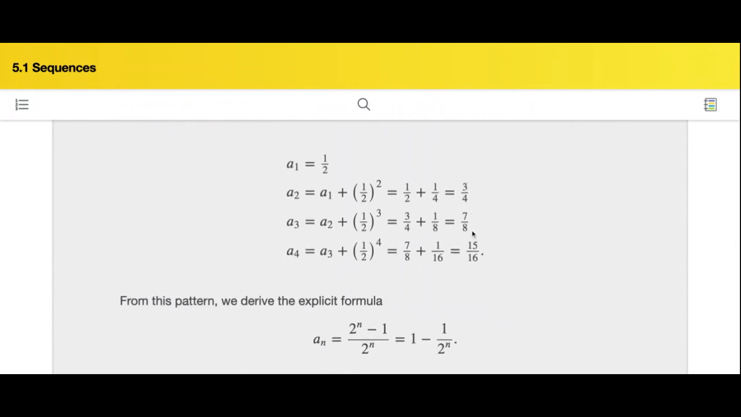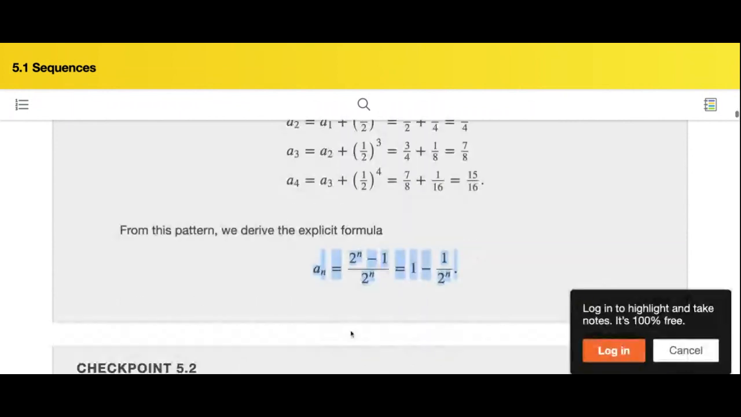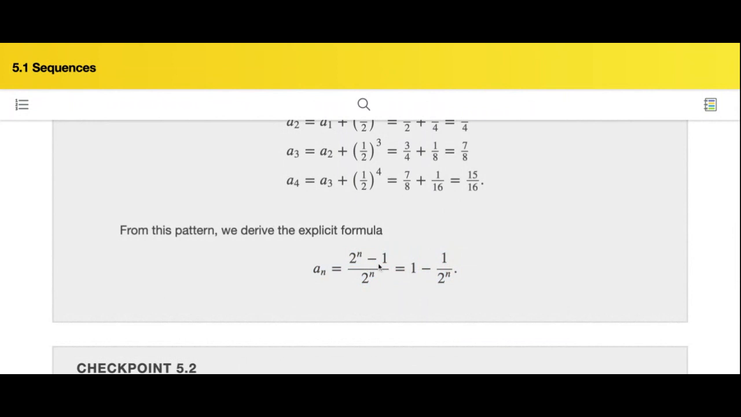The numerator is 3, 7, 15. We observe 3 is 4 minus 1. 4 is a perfect square, 2 squared minus 1. 7 is 8 minus 1. 8 is 2 cubed minus 1. 15 is 16 minus 1. 16 is 2 to the 4th minus 1. So that's the pattern for the numerator, right? That's why the numerator can be written as 2 raised to n, minus 1.